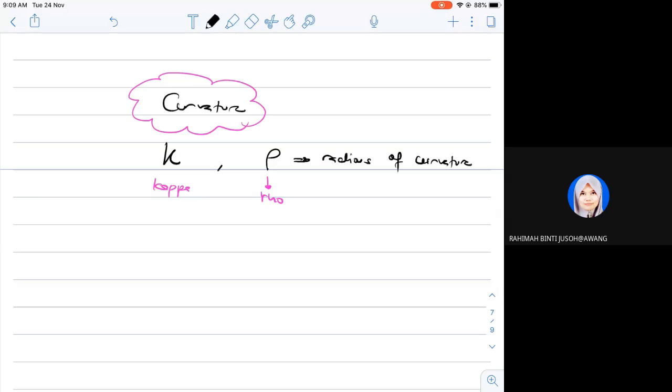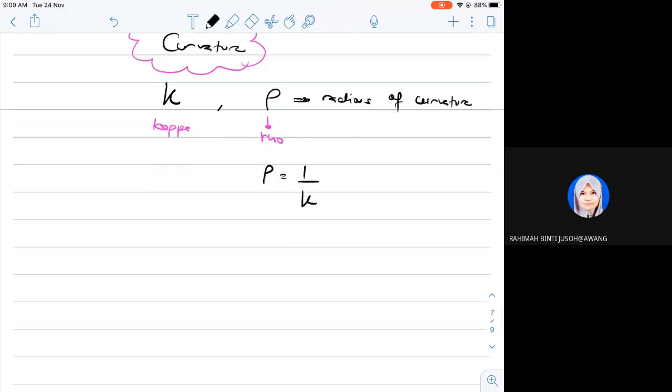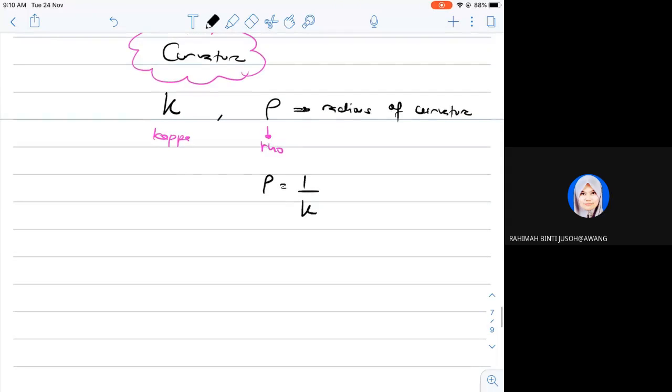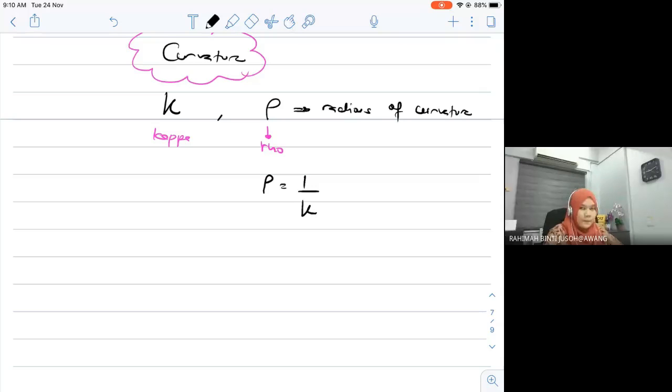Rho is actually equals to 1 over curvature. The formula of rho is 1 over curvature. The concept is like this. Let me turn on, I would like to explain about the curvature. Saya turn on saya punya kamera ni. Okay guys, can you see me? Yes. So now I will explain about curvature like this.